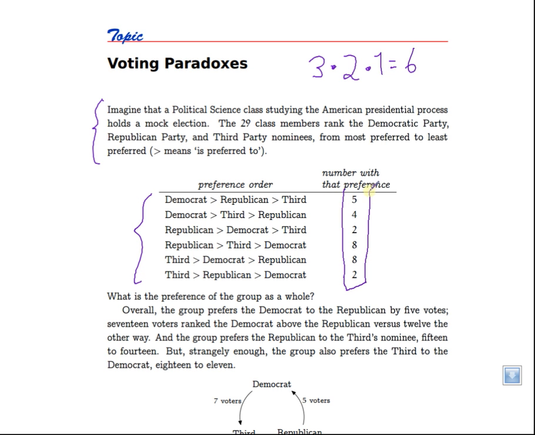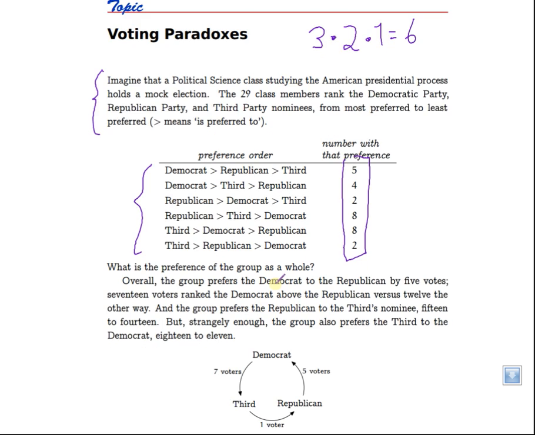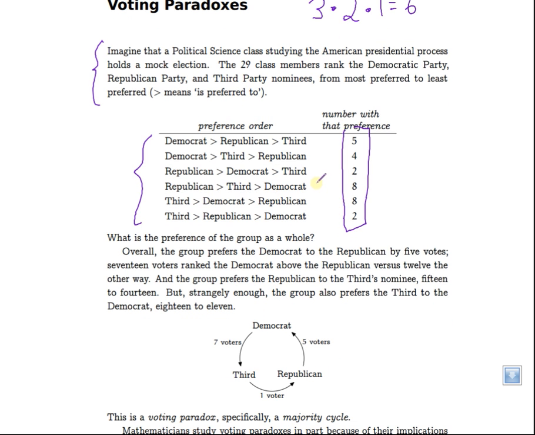Each individual has a vote, and each individual may have a different preference. Now, the interesting thing is that if you tally these up, we can get the total preference of each candidate over each other candidate. For instance, consider Democrat and third party. Here we have 5 people saying Democrat is better than third party. Here we have 4 people, and here we have 2 people saying Democrat is better than third party.